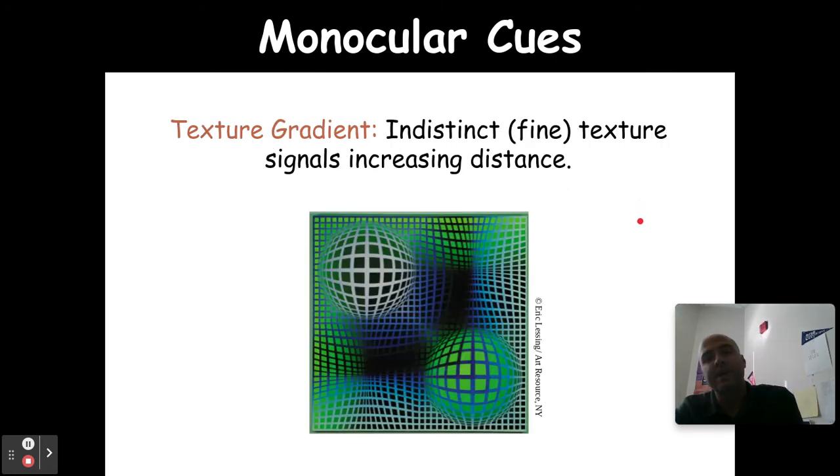As we continue, our next monocular cue is texture gradient. This is where indistinct fine texture signals increasing distance. Okay? So these indistinct fine textures, like these much smaller boxes, these harder to distinguish areas, look as if they are being sucked away or pulled back, or they're deeper, right? Whereas these larger, less fine textured pieces of the image seem like they're popping out at you. The more fine texture there is in an image, the further away it seems. That's texture gradient.